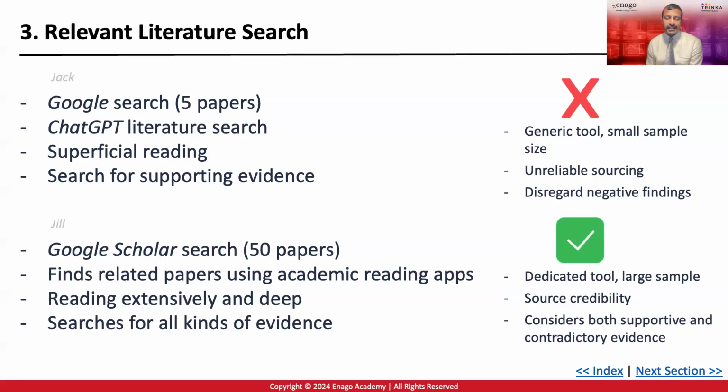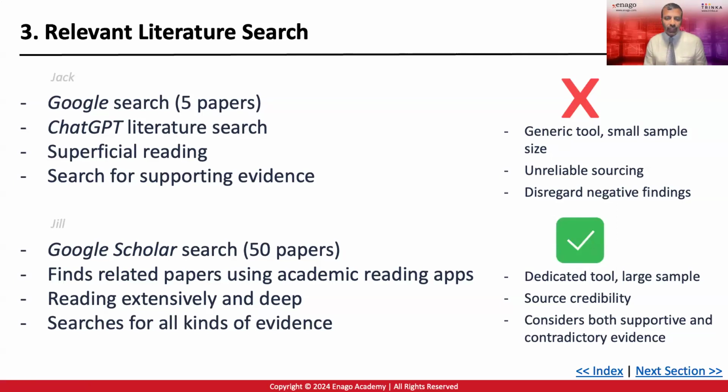He's using a small sample size. Jill is using 50 as opposed to Jack's 5. Unreliable sourcing. And this point is related to doing literature research in ChatGPT as it is right now, the free version. And Jack is disregarding negative findings. So in science, you're expected to publish negative and positive results. So that is something Jack is not doing, whereas Jill is doing all these things right.